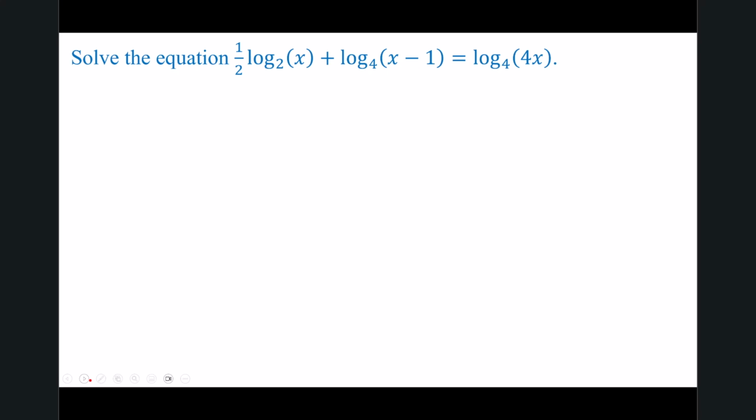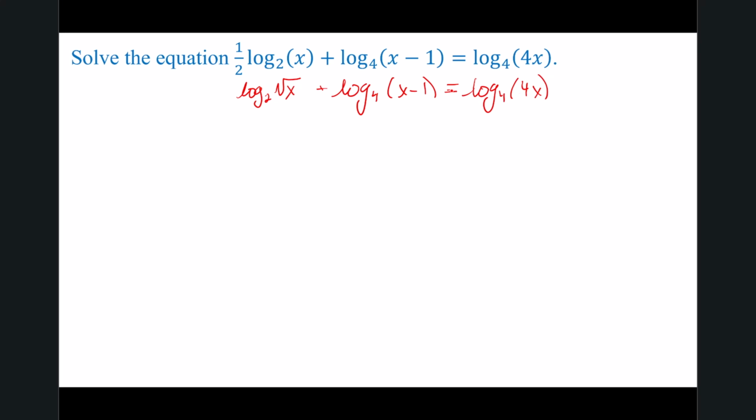Let's try this one. Solve the equation 1/2 log base 2 of x plus log base 4 of x minus 1 equals log base 4 of 4x. Notice not everything is the same base. Can we change this somehow? Let's look at the 1/2 log base 2 of x. So I can write that as log base 2 of the square root of x. X to the 1/2 is the square root of x. And the rest I'm going to leave just like they are.